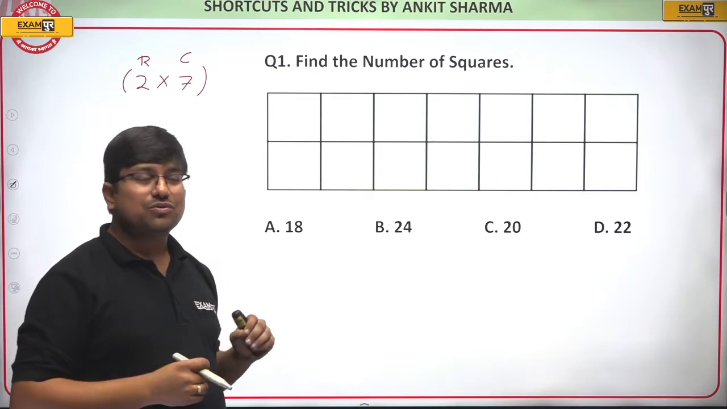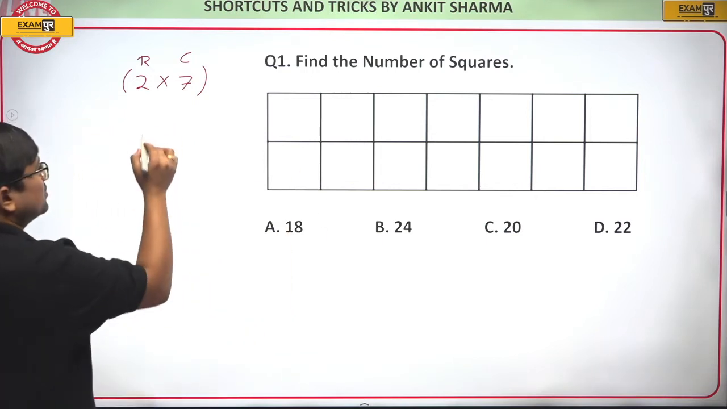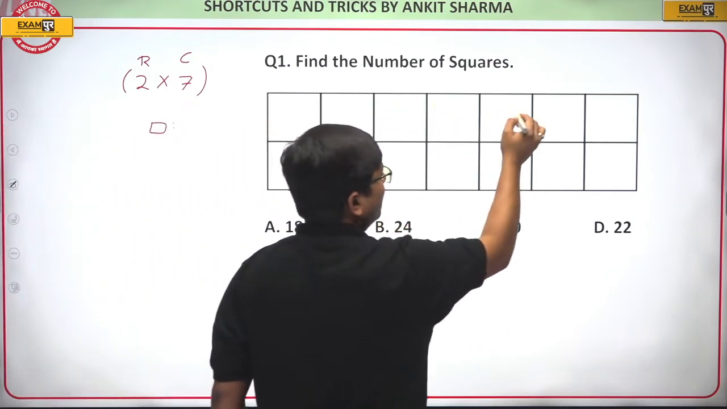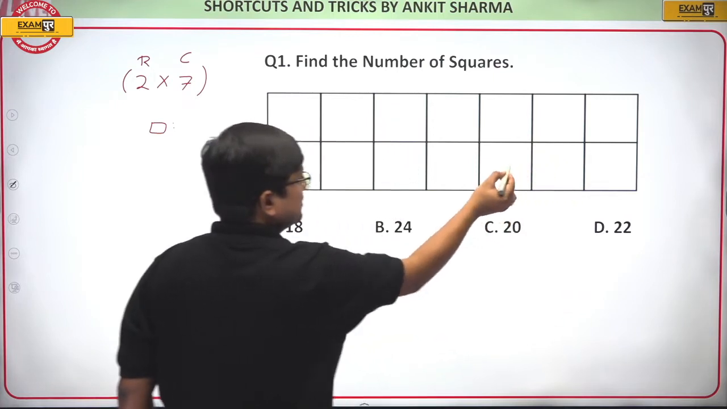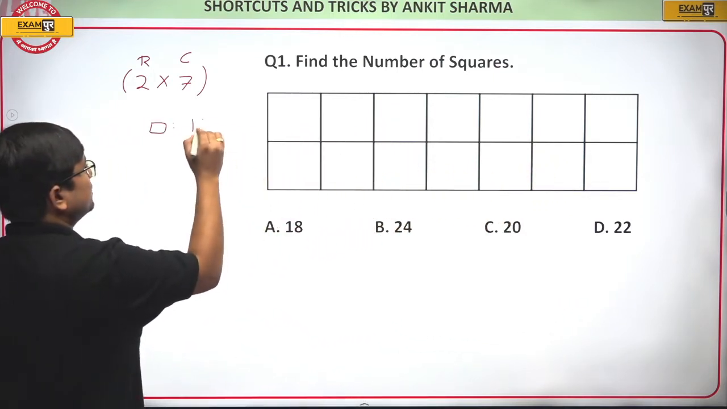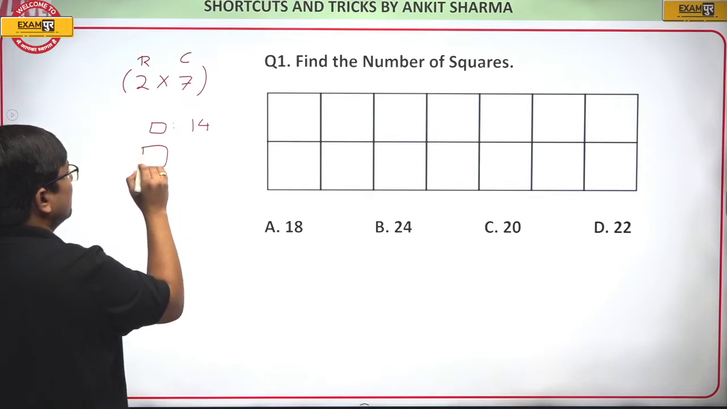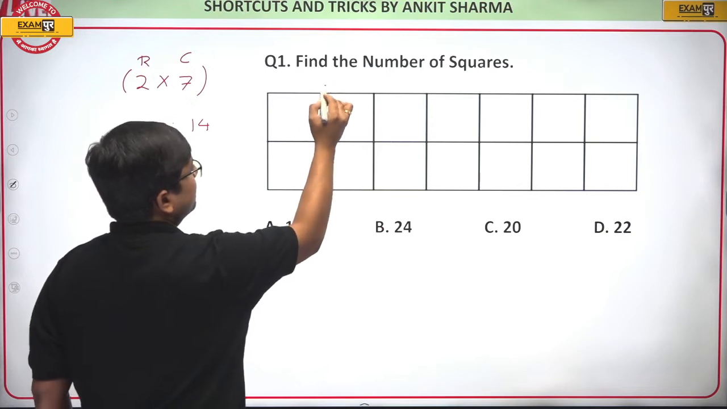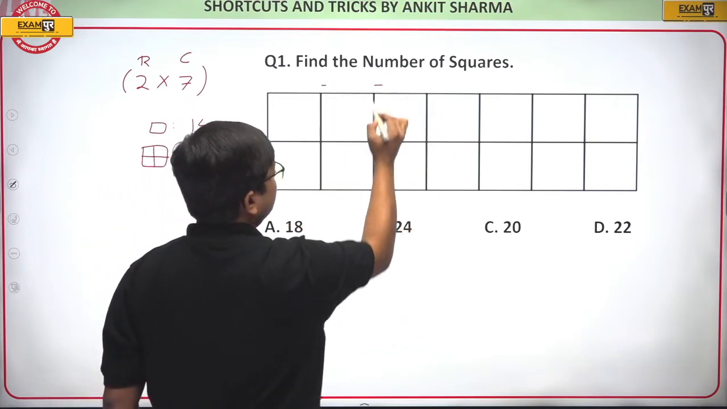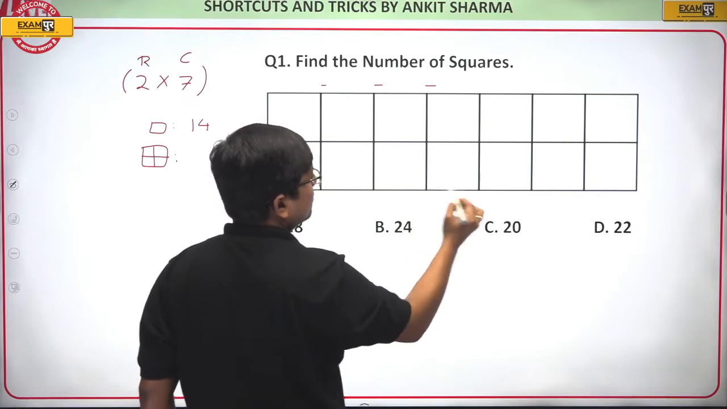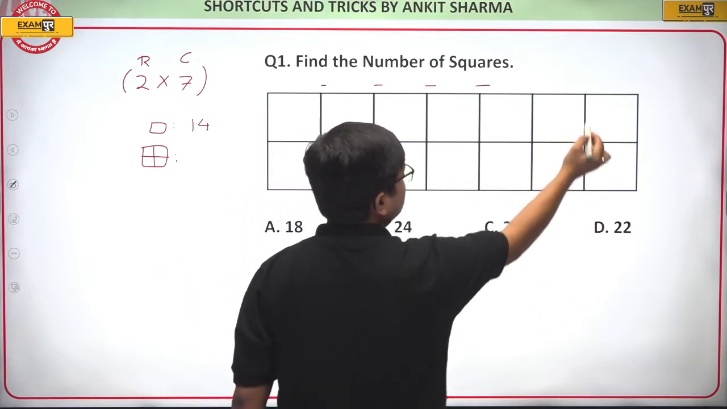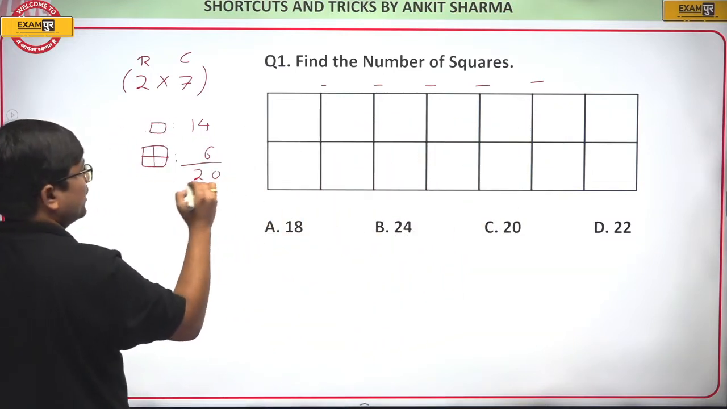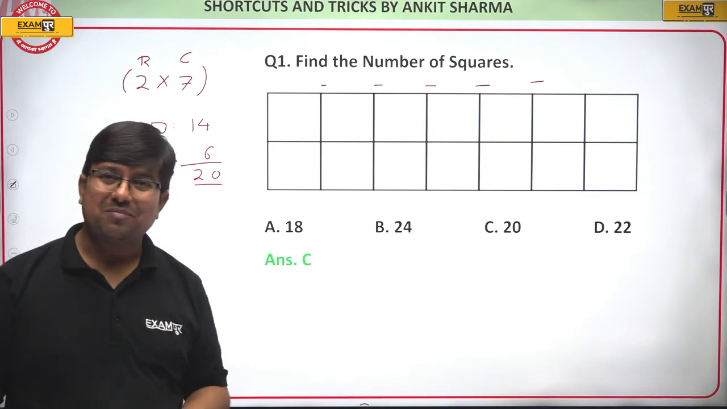So if someone asks you to count the number of squares over here, first of all we will be counting the smallest squares. 1, 2, 3, 4, 5, 6, 7, 8, 9, 10, 11, 12, 13, 14. So it's 14. Thereafter we are going to count squares like this. So it is 1. Then from here 2, from here 3, from here 4, from here 5, and from here 6. So now if we add them, we are going to get 20. And that's the correct answer, option number C, 20.